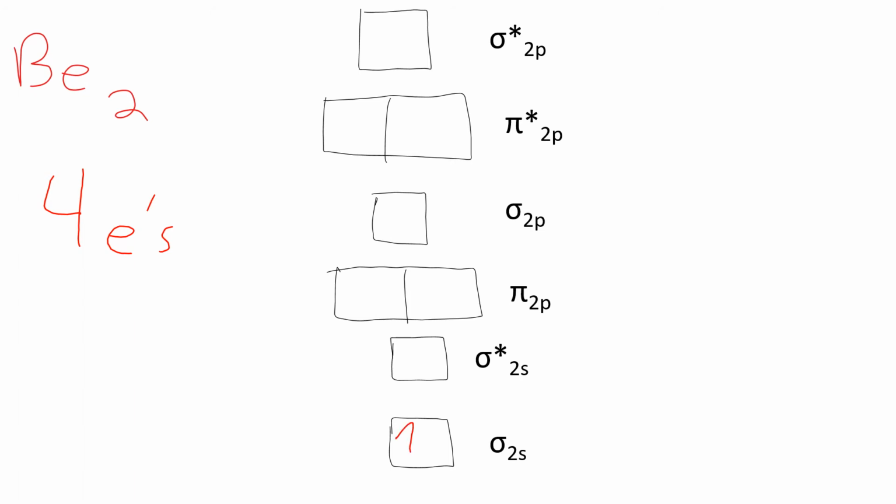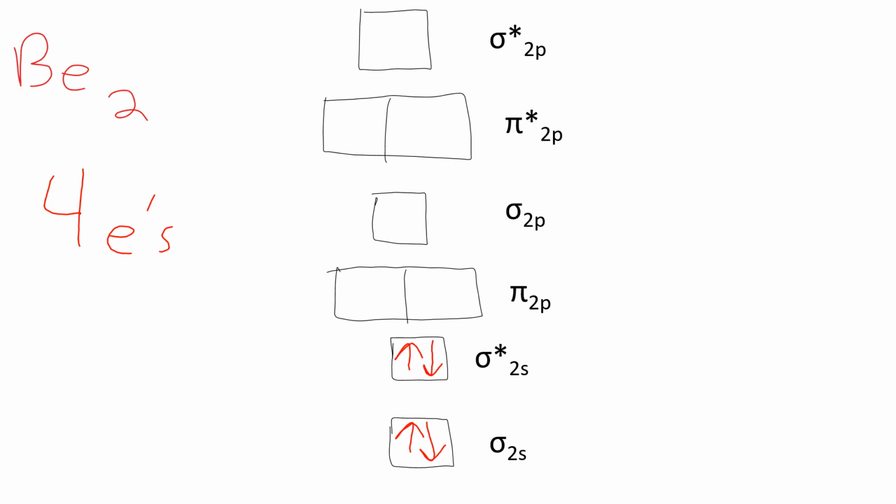First 2 would go in the sigma 2s bonding orbital. That's filled up, so now we would have to go to the next higher orbital in terms of energy, and that's the sigma star 2s. So we would get the next 2 electrons in there. That's what the molecular orbital diagram for Be2 would look like.